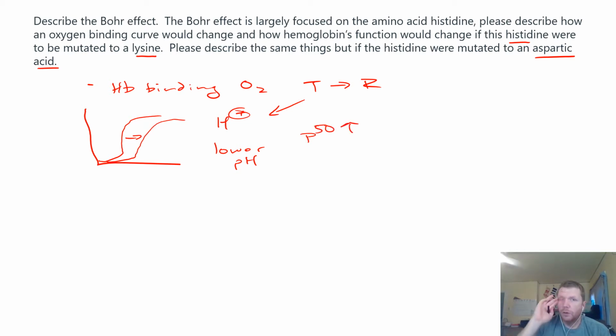Okay, so a description of the Bohr effect would simply be protonation of this residue results in favoring of the T state and therefore an increase in the P50. Okay, now next up, so that would be kind of part 1. Part 2, part 3. Part 2 is if this histidine is mutated to a lysine, what happens?